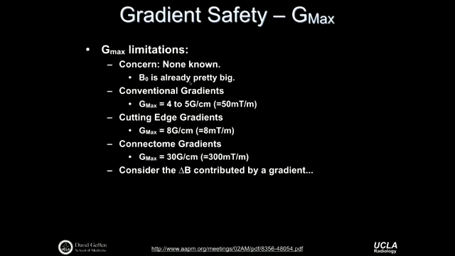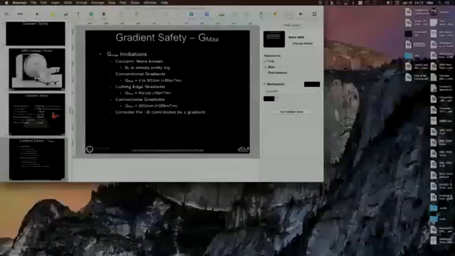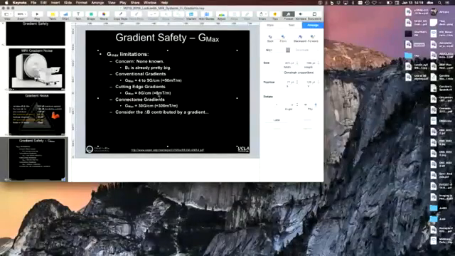We know B0 is already really big, right? Conventional gradient systems, in terms of their actual amplitudes, would be something like 4 to 5 Gauss per centimeter, also sometimes reported in millitesla per meter. We have a system here at UCLA that goes to 8 Gauss per centimeter, or this should be 80 millitesla per meter. I don't fix it now. Let's see next year.